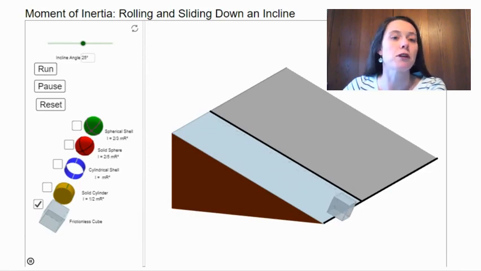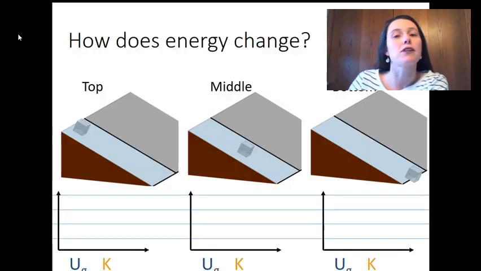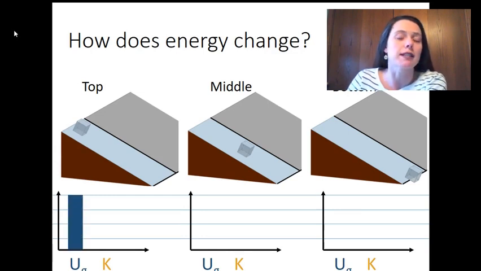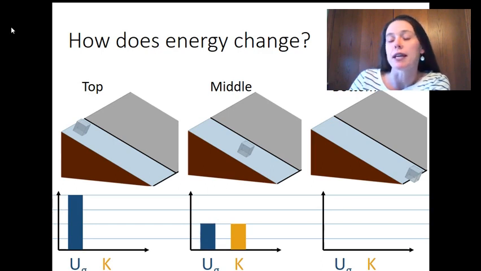You're probably pretty familiar with the energy changes in this situation. Let's consider 3 points along the ramp. At the top of the ramp, the block has all gravitational energy, let's say 4 blocks. Midway down the ramp, only 2 blocks are gravitational and the remaining 2 are kinetic. And by the time it gets to the bottom of the ramp, all 4 blocks of energy are kinetic.